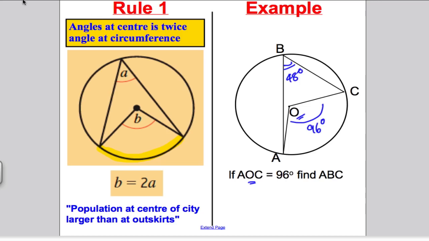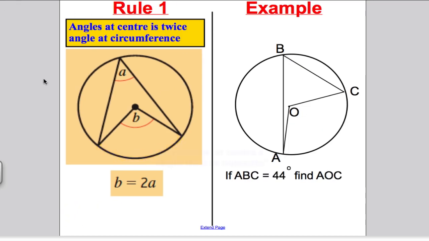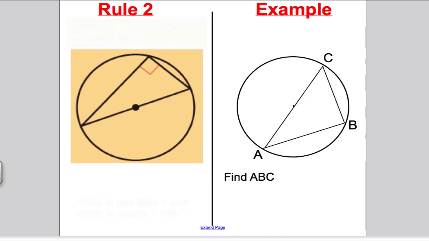Okay? And let's just have another look at this rule. Here's the rule again. Remember, angle at centre, twice angle at circumference. If they told us that ABC, A to B to C, this one was 44, what would AOC be? Well, it's double that one there, so it'd be 88 degrees. Okay, and that's rule 1 covered. Nice, easy rule. Okay, let's move on to rule 2.